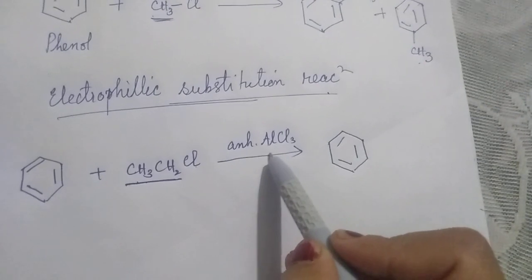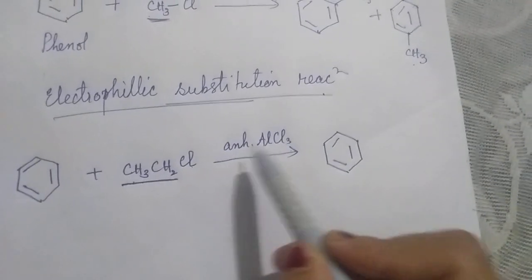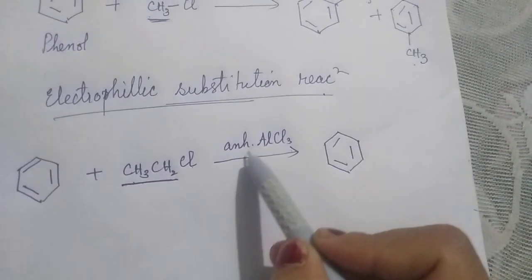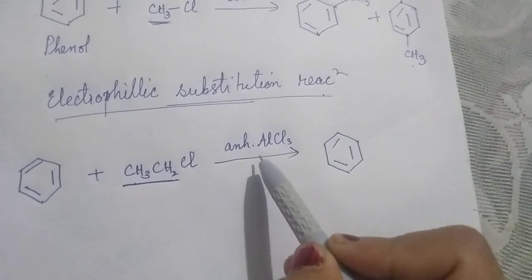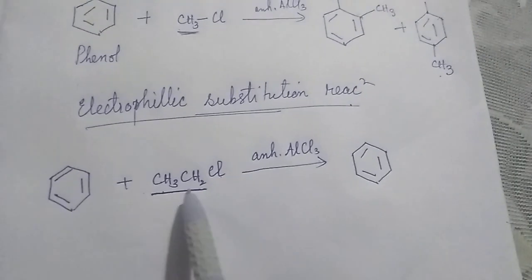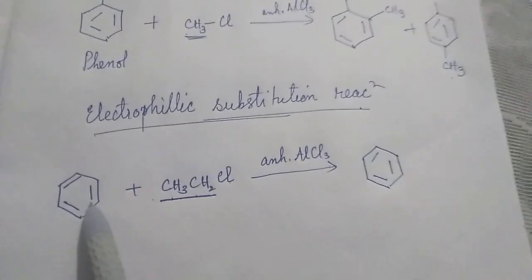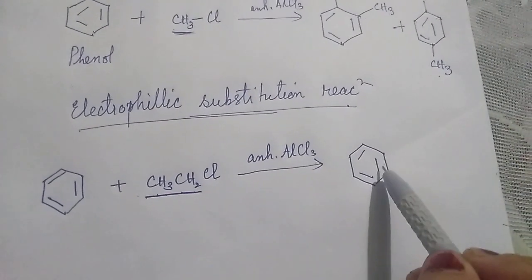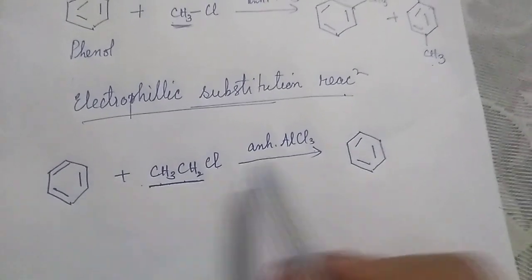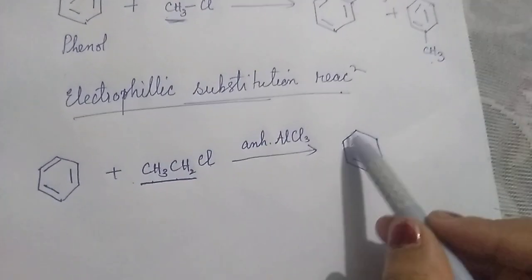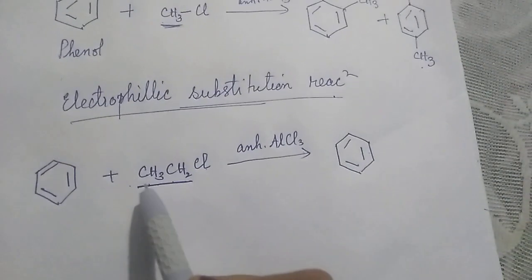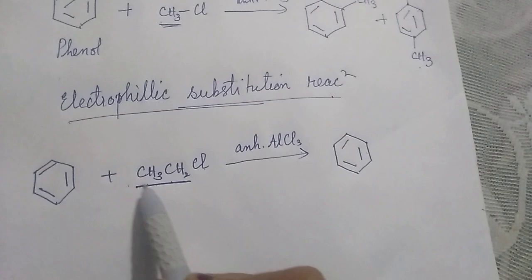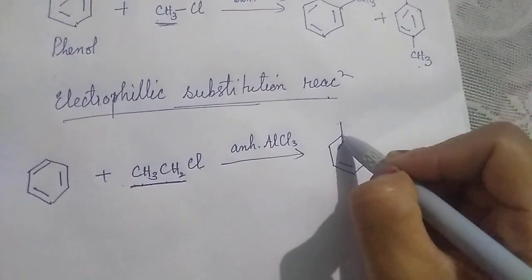Then anhydrous AlCl3, or it can be any Lewis acid like anhydrous FeCl3. Mostly we will find anhydrous AlCl3 or anhydrous FeCl3. Now this is your alkyl group. Now we are going to write the product. As I told you, there will always be a benzene ring in the product, as benzene is a stable compound. Now see, this is your alkyl, and we will directly add the alkyl group here.